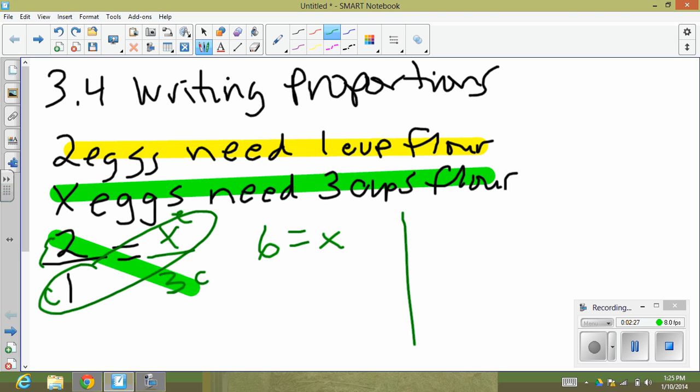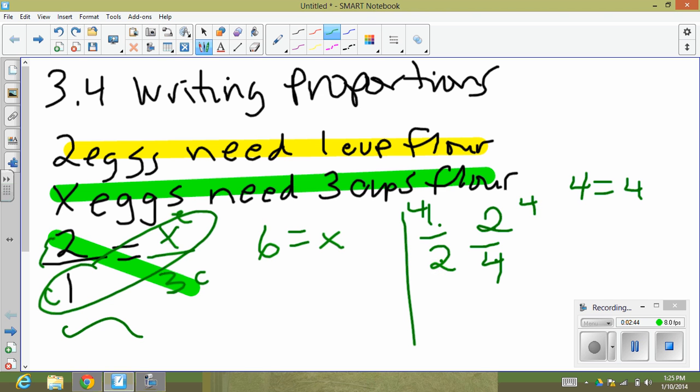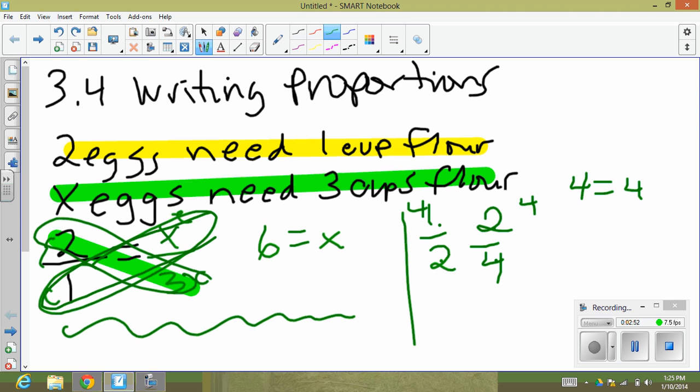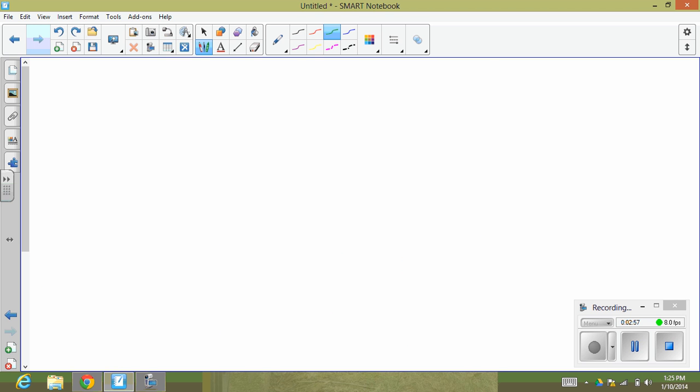Let's just take a minute and go back to what we did in 3.3. Say I gave you 1/2 and 2 over 4. I know 2 times 2 is 4 and 1 times 4 is 4. These two answers, if they're the same, they're equal to each other. So in this example here on the left, I'm doing the same exact thing. I'm taking the cross product in one direction and I'm setting it equal to the cross product in the other direction. Let's try another example.